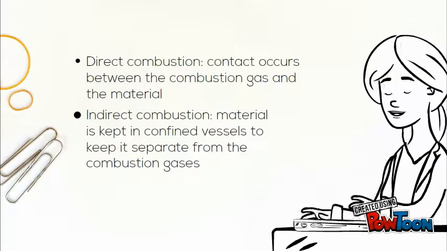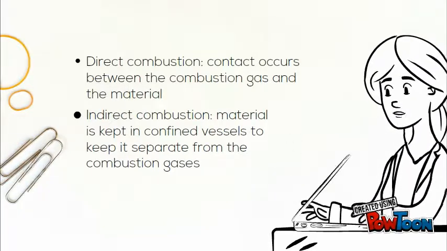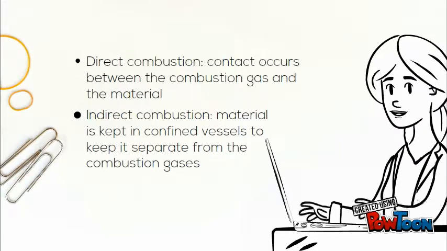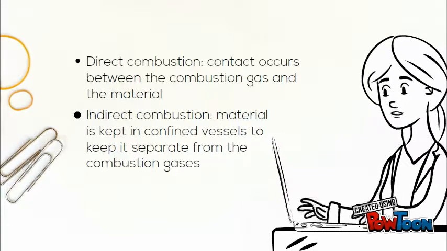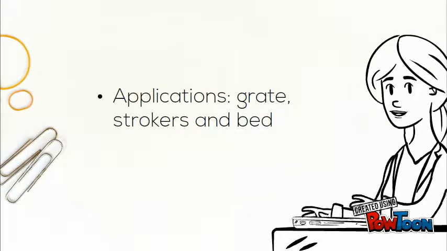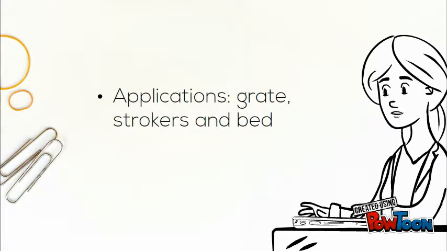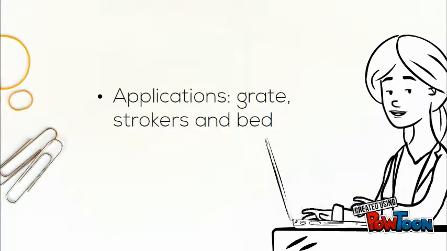In the direct method, there is contact between the combustion gas and the material, while in the indirect method, the material is kept in a confined vessel to keep it separate from the combustion gases. There are several applications of fuel-based heaters, such as gas stoves and beds, which are utilized in almost every industrial sector.